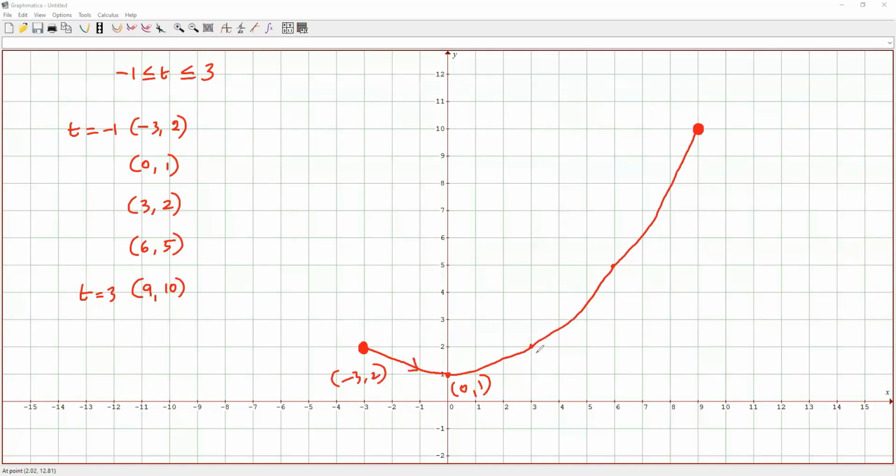From 0, 1 we go to the point 3, 2. From 3, 2 to the point 6, 5. From 6, 5 we move to the point 9, 10. So I have to indicate the direction of the curve. That's what is meant by indicating the orientation of the curve. So the graph starts at the point negative 3, 2 and it reaches 9, 10. I think everyone can understand this.